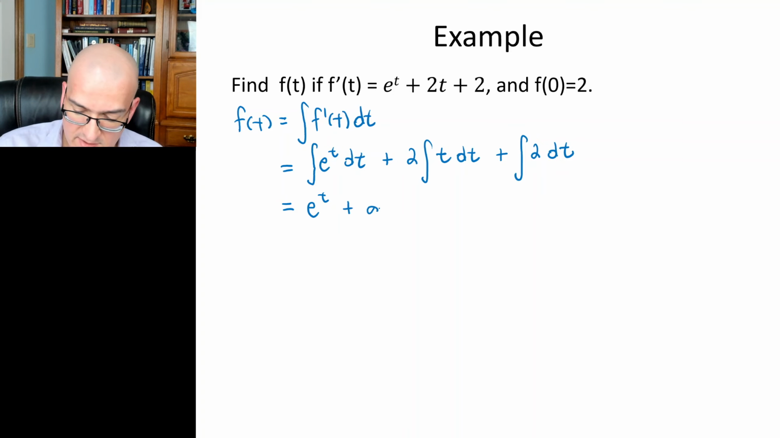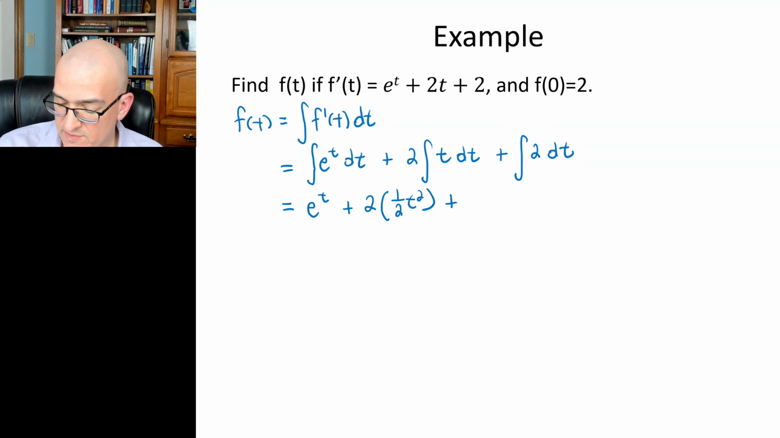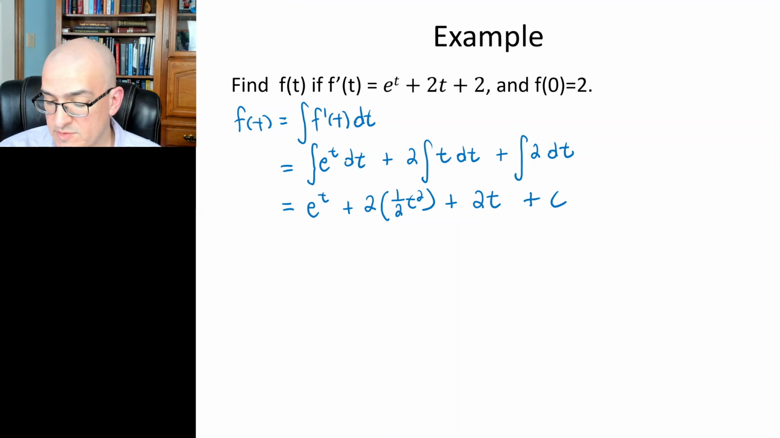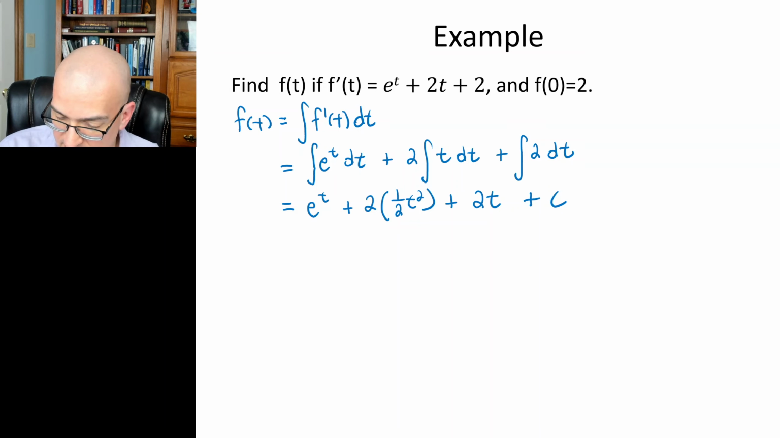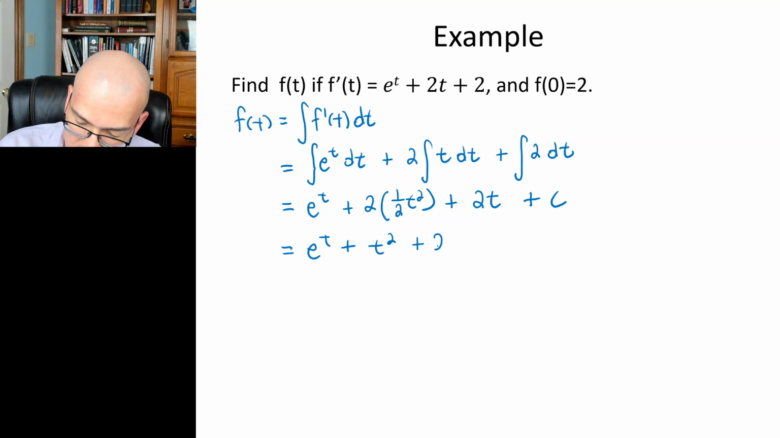Antiderivative of t with respect to t is 1/2 t squared. And the antiderivative of 2 with respect to t is 2 times t. And we get a big global plus c that comes from the 3 contributions, the plus c from each of those 3 parts. Okay, so let's simplify: e to the t plus t squared plus 2t plus c.